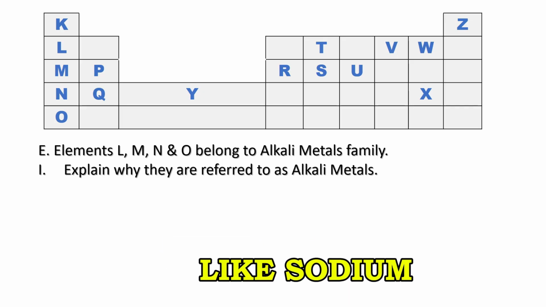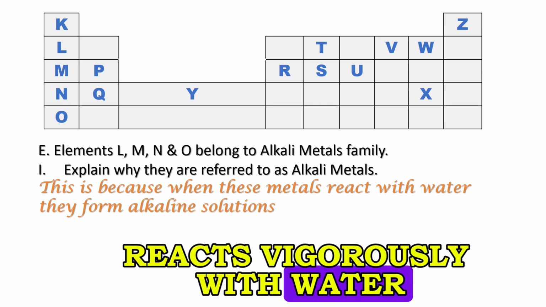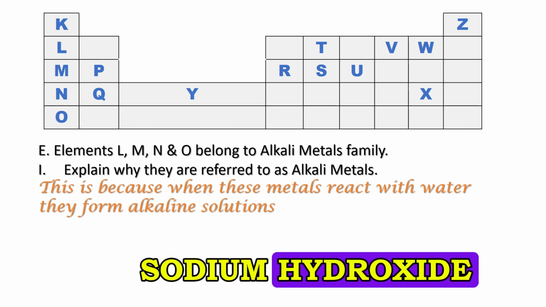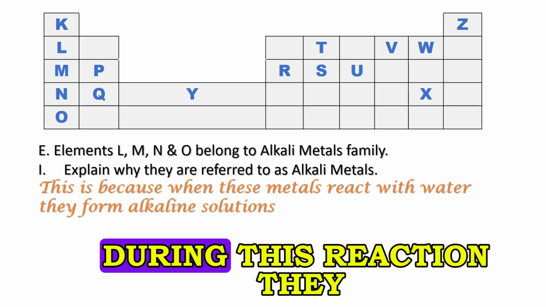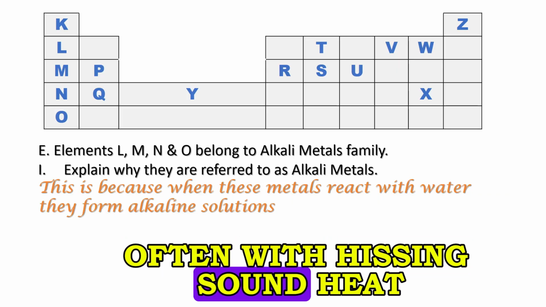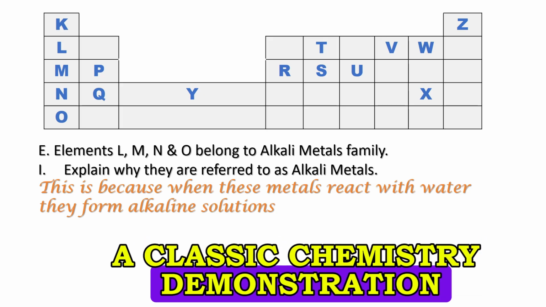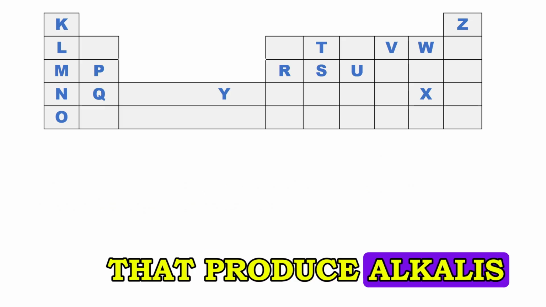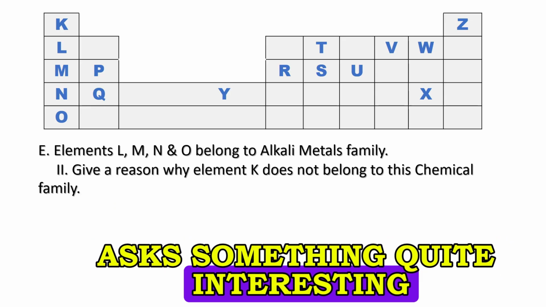Each of these elements, like sodium, potassium, and lithium, reacts vigorously with water to form alkaline solutions, or bases, such as sodium hydroxide, NaOH, and potassium hydroxide, KOH. During this reaction, they also release hydrogen gas, often with a hissing sound, heat, or even a tiny explosion, a classic chemistry demonstration. So in short, they're called alkali metals because they are metals that produce alkalis when they react with water. Now, the next part of the question asks something quite interesting.